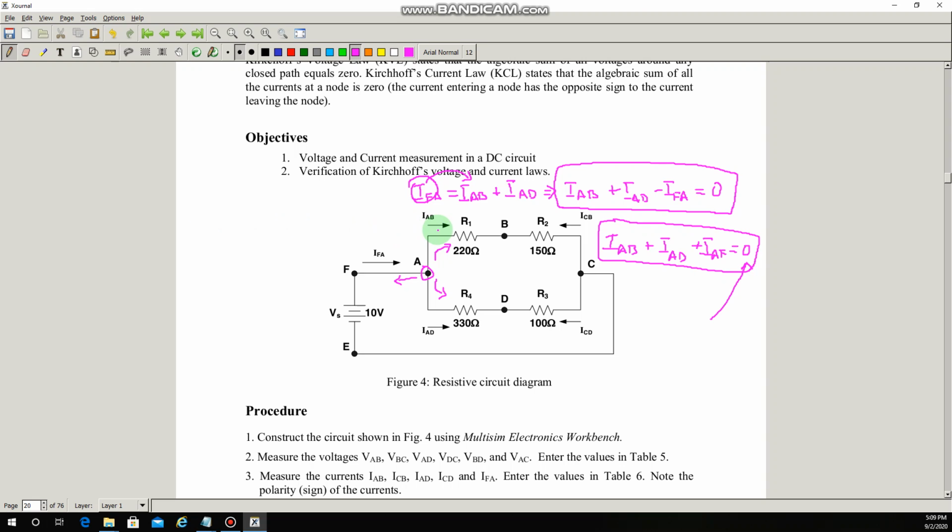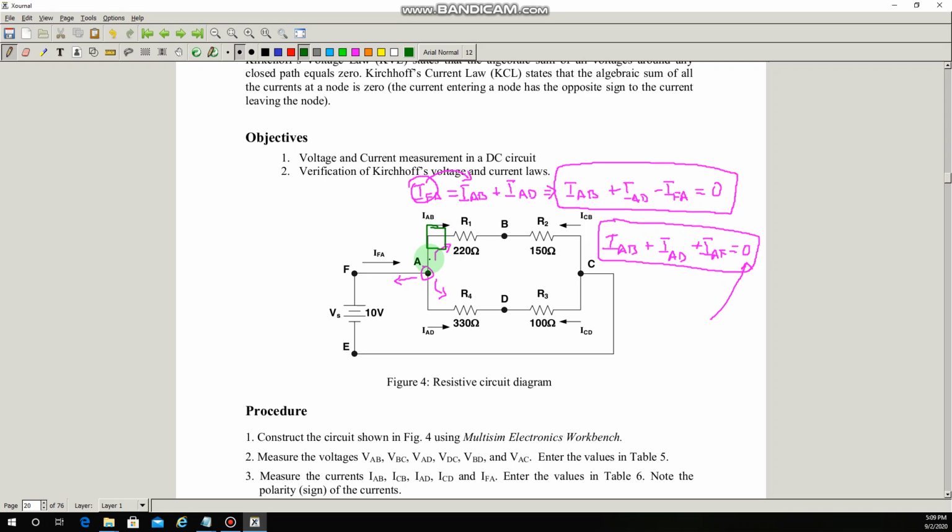So here IAB is actually the current that is flowing through R1. So my job would be to introduce the ammeter in series with R1. How can I do that? Let me use another color. I will introduce the ammeter, for example, here.